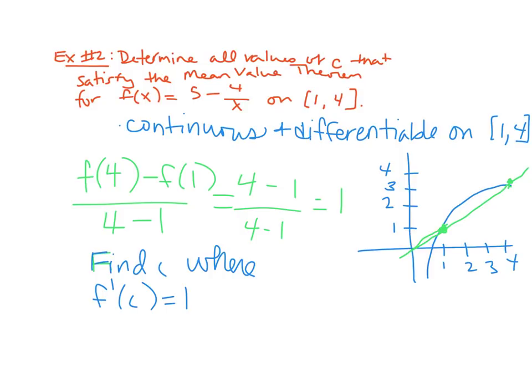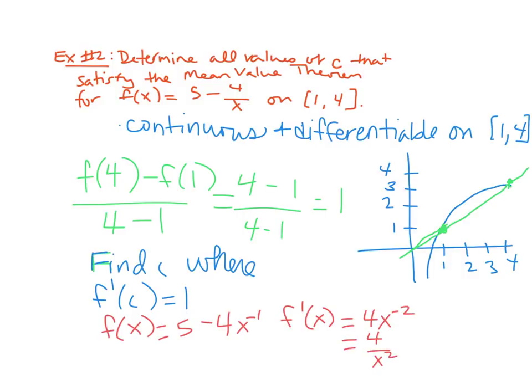So now we're going to find the derivative of the function we have up above. Our function is f of x equals 5 minus 4 over x. I'm going to rewrite that as minus 4x to the negative 1. So my derivative of that, the derivative of 5 is 0. And the derivative of negative 4x to the negative 1 is going to be 4 times x to the negative 2, which is going to be 4 over x squared.